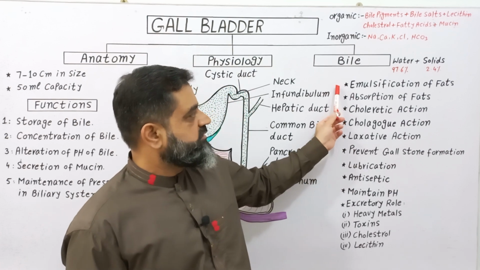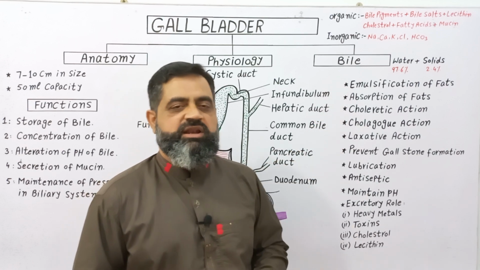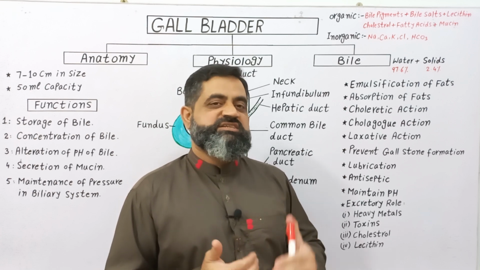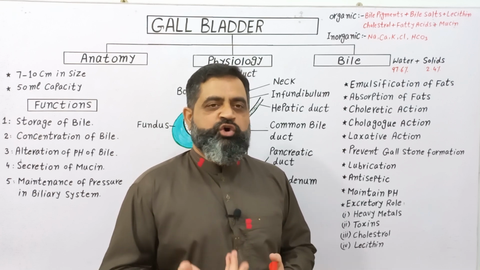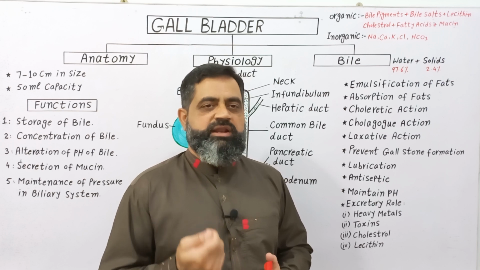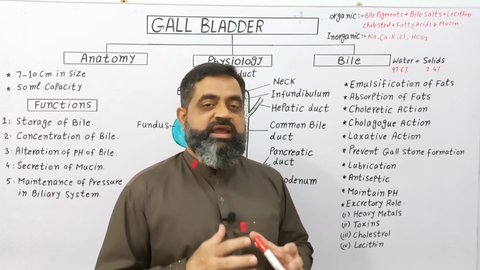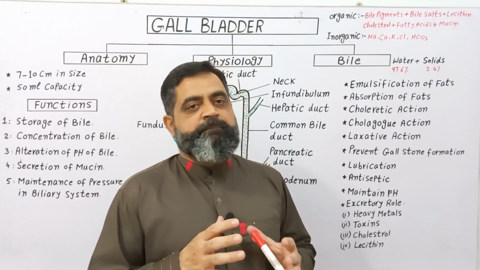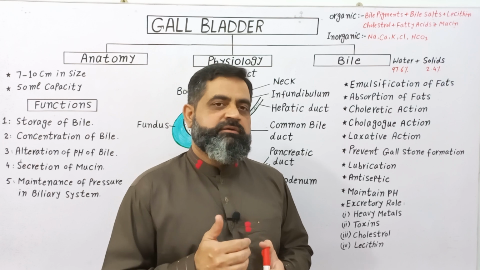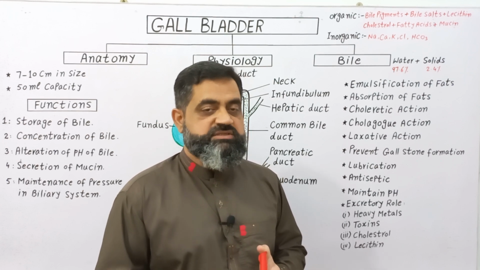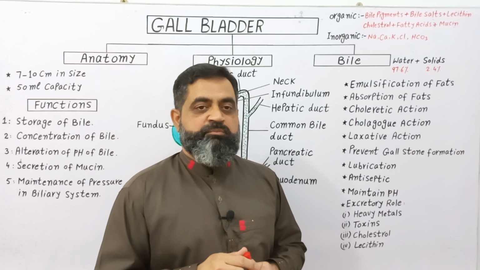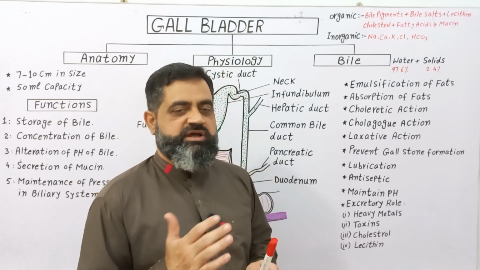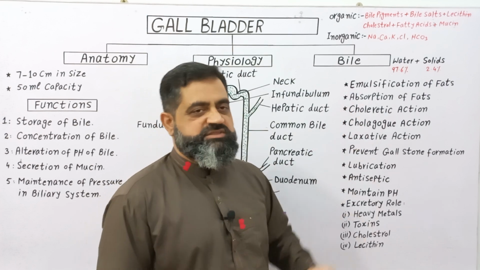So bile salts, what they do, they help in the emulsification of fat. Without bile salts, you cannot digest your fats. Whenever you eat oil, ghee, butter, animal fat, plant fat, it has to be digested with the help of the lipid digesting enzyme lipases, but to digest them properly, fats need to be emulsified, which is a detergent action done by the bile salts. So what is emulsification?